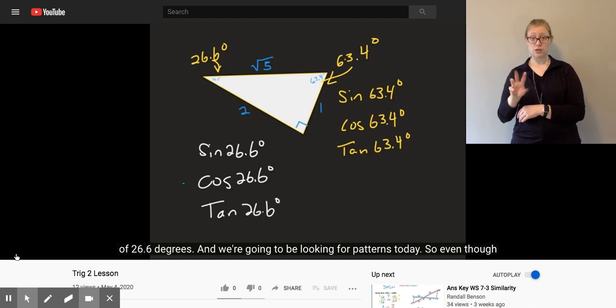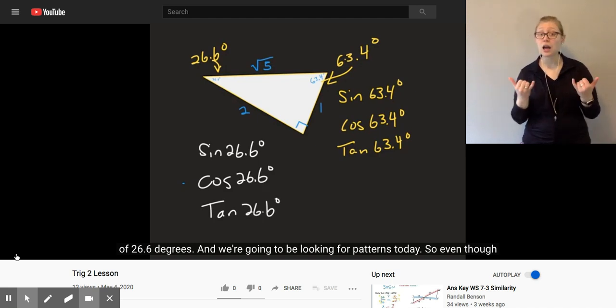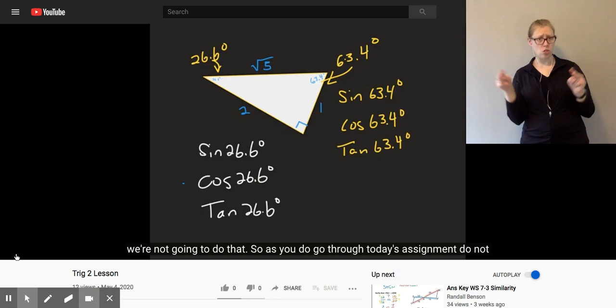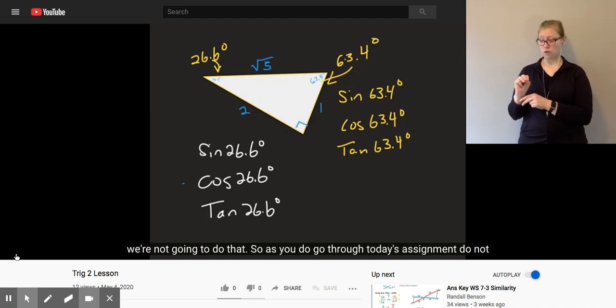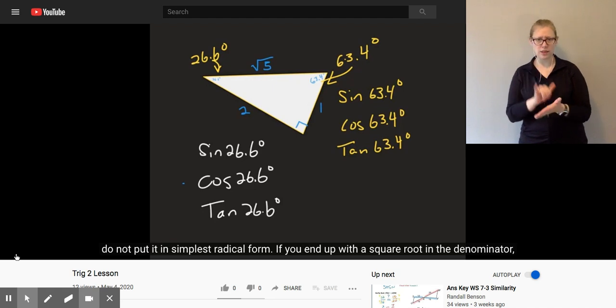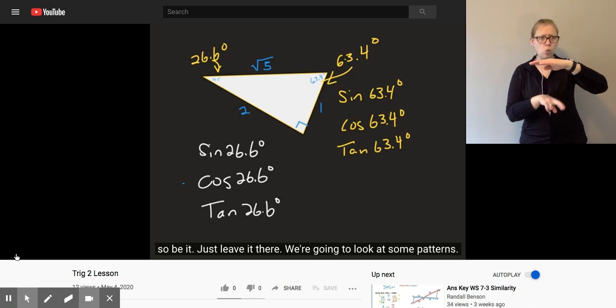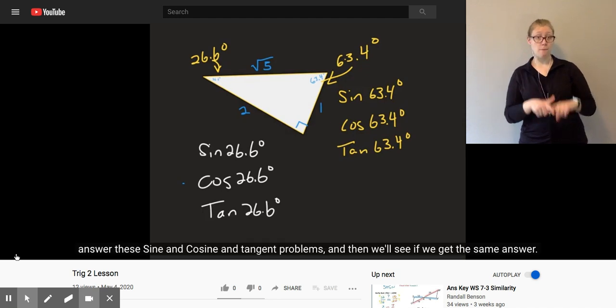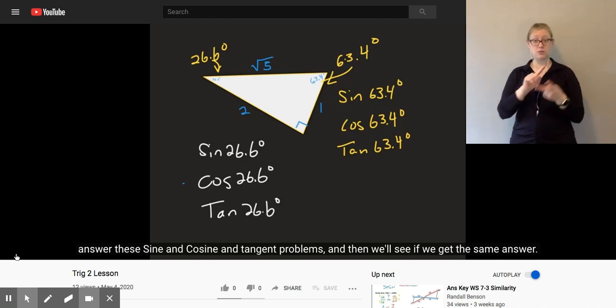And we're going to be looking for patterns today. So even though I emphasize that we want to write our answers in simplest radical form, for today, because we're looking for patterns, we're not going to do that. As you go through today's assignment, do not put it in simplest radical form. If you end up with a square root in the denominator, so be it. Just leave it there. We're going to look at some patterns. So I'm going to pause the video. You pause the video and see if you can answer these sine, cosine, and tangent problems, and then we'll see if we get the same answer.